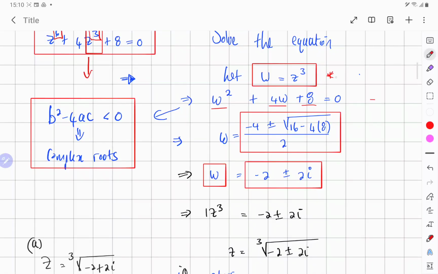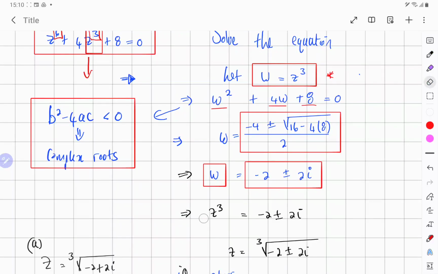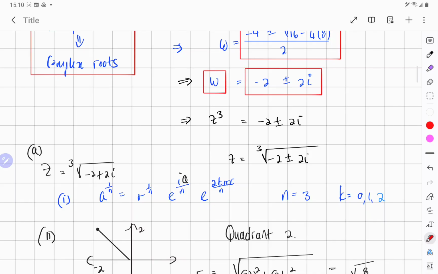What did I say earlier? I said let w be z cubed. So in other words, I now have w, which is z cubed, equal to minus 2 plus or minus 2i. Remember I said earlier, so you are going to get the cube roots of this. Since I have plus and minus, I will first find the cube roots of minus 2 plus 2i.